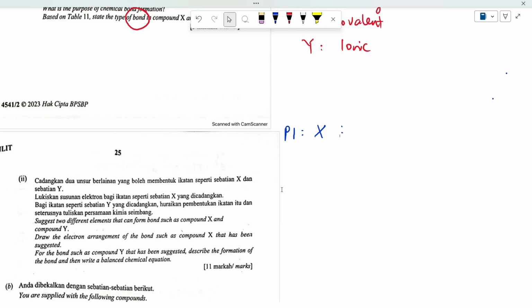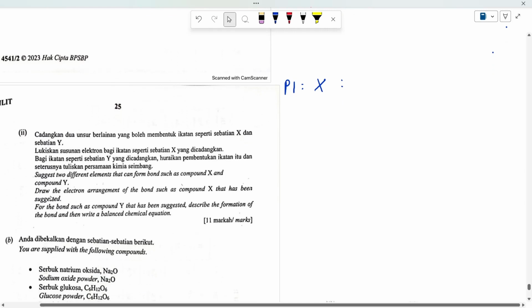Okay. What else? Iodine. Okay, iodine can. Actually any covalent compound can. But you see, the question asks you to draw the electron arrangement for the bond such as compound X that has been suggested. So you have to be able to draw out the compound. For example, the iodine you mentioned just now, the electron arrangement will be very difficult to draw.